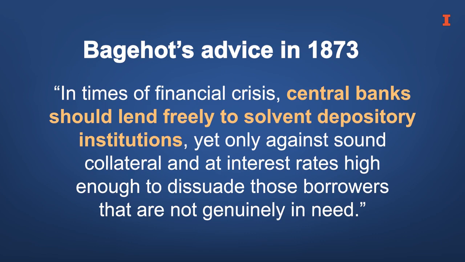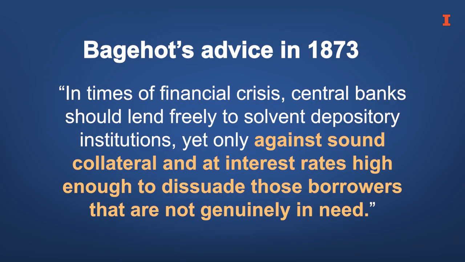Let's quickly unpack what it means. Let's start with central banks should lend freely to solvent depository institutions. Sometimes healthy banks are swept up in a banking panic. Since all banks borrow short and lend long, some of these healthy banks might run out of cash. This is who the central bank should support, the solvent banks. What about the second part? Against sound collateral and at interest rates high enough to dissuade those borrowers that are not genuinely in need.